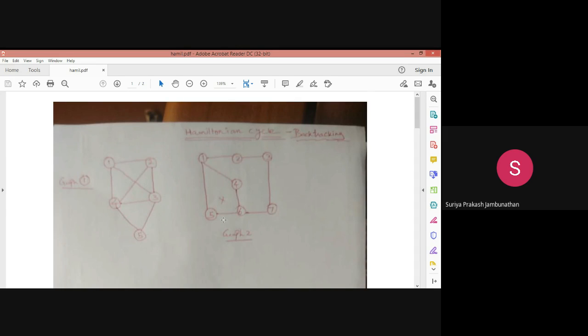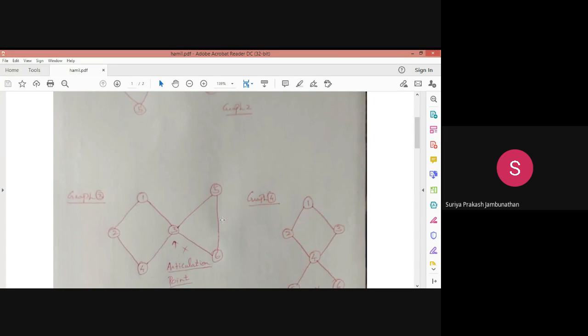So next to this, we have graph 3. When you are seeing graph 3, what is the problem here? We have nodes 1, 2, then 4. Then we have a middle node, which is an articulation point. Without crossing this node, we are not able to reach nodes 5 and 6. That is the problem. So this is an articulation node. If you have an articulation node, it's not possible to form a Hamiltonian cycle. Why? Because we have to reach this node twice.